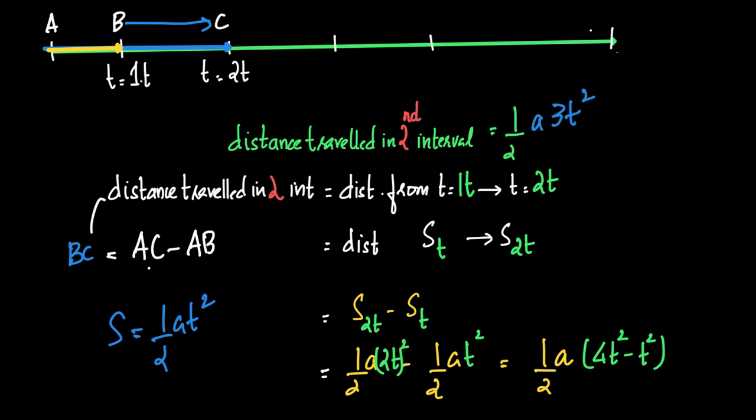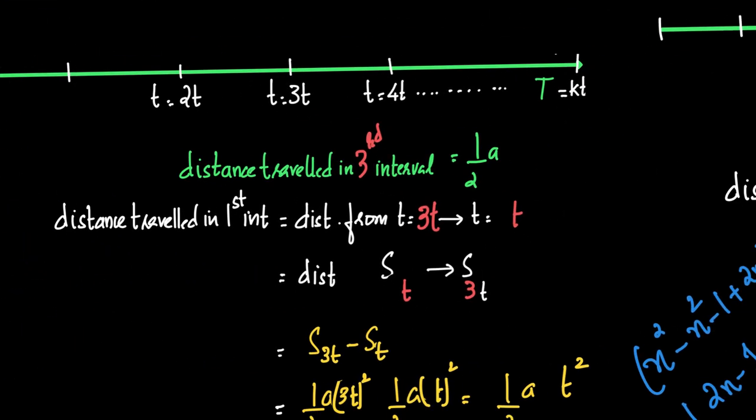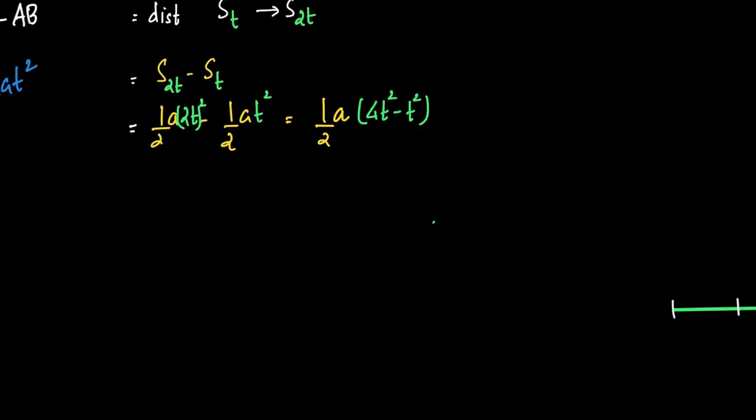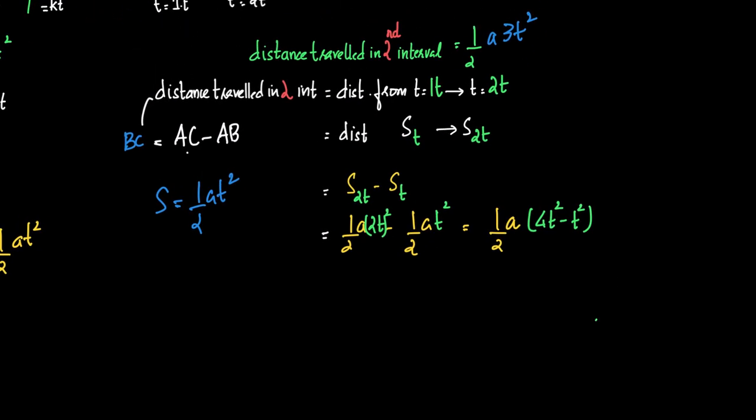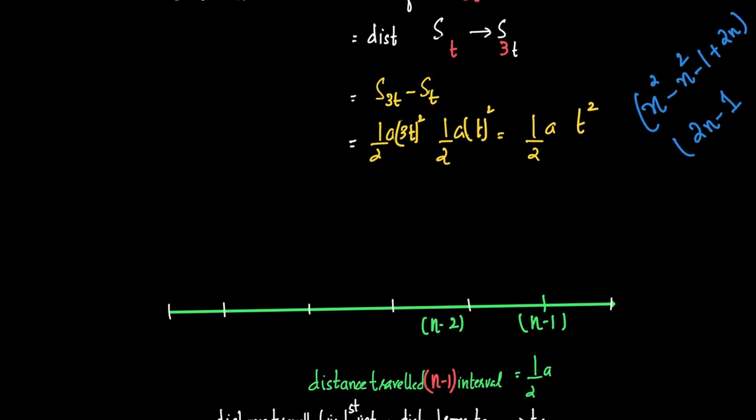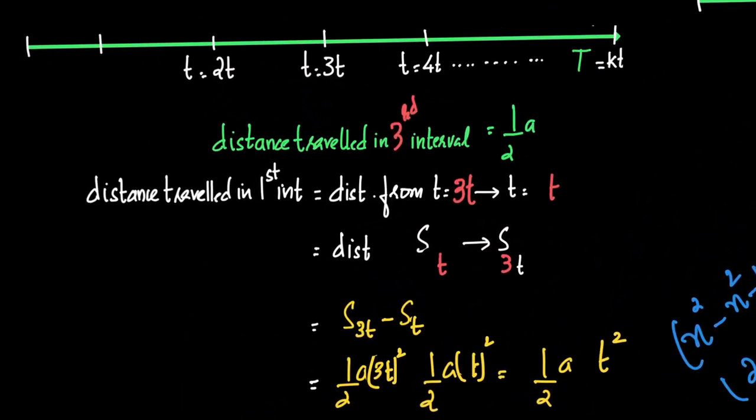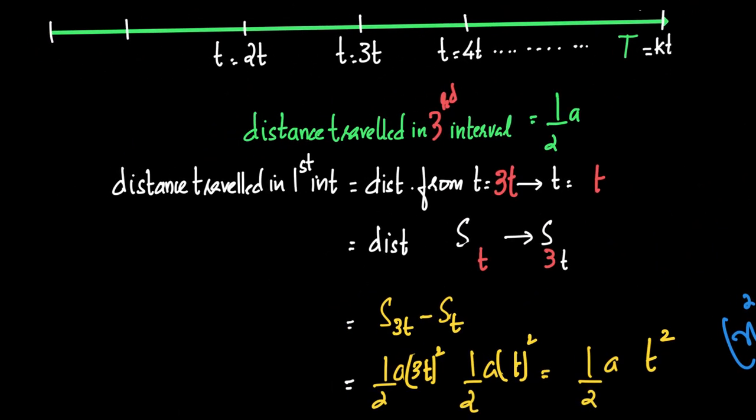All right, pause this, go through this one more time, make sure you write it on your own, and let's also go to another step, which is the distance traveled in the third interval. So let me just erase out the other time intervals for you. So this is the third interval, and what is the distance?